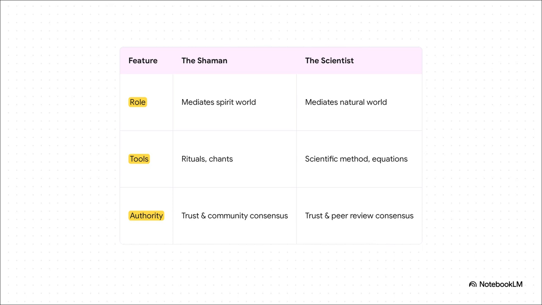I mean, think about it. Both the shaman and the scientist act as a bridge to a hidden, complex world for the rest of us. They each have their own specialized tools and languages, rituals and chants on one side, the scientific method and equations on the other. And here's the most important part. Their authority isn't automatic. It's granted by the trust and consensus of their peers and their community.